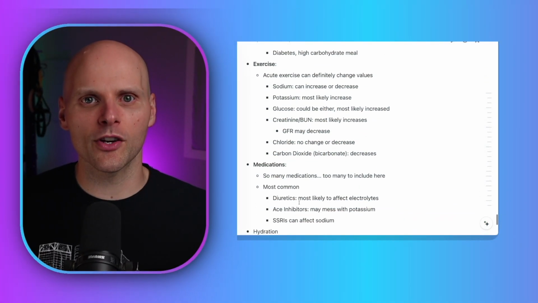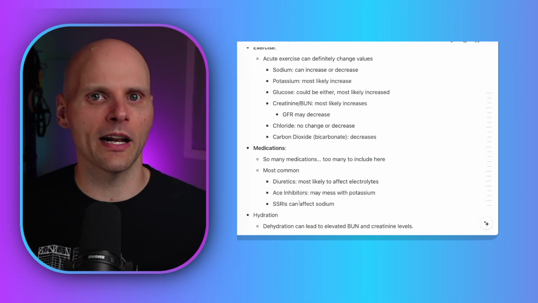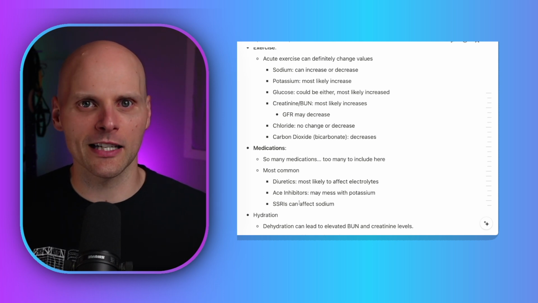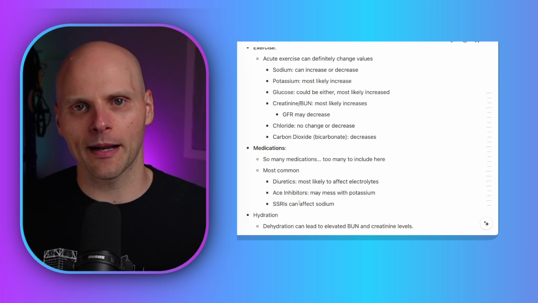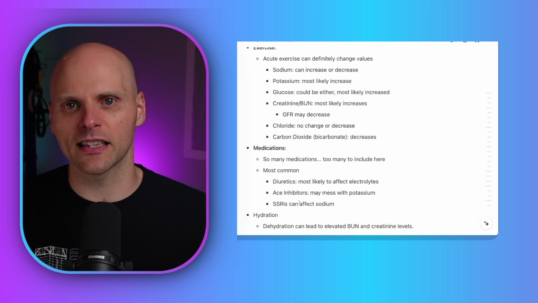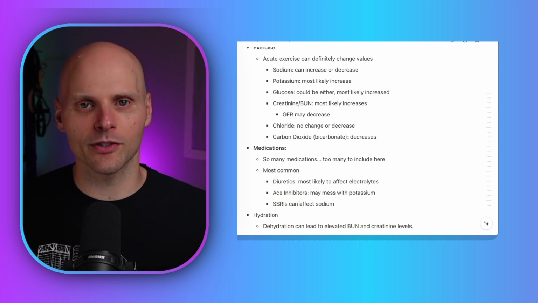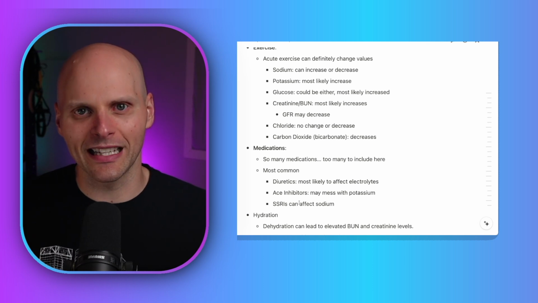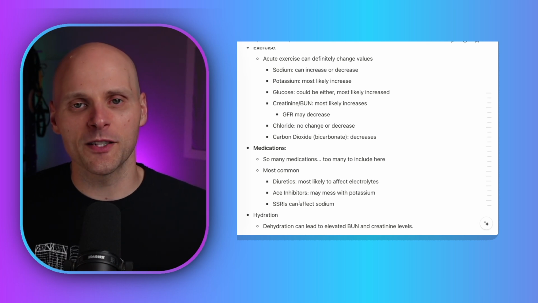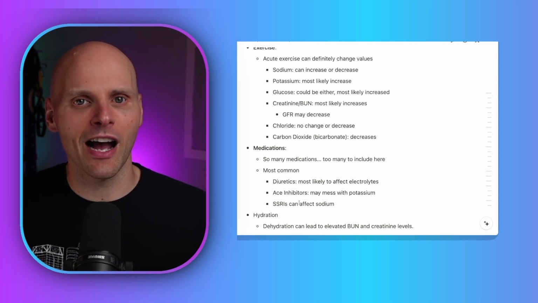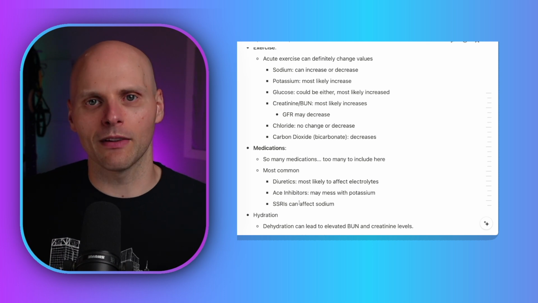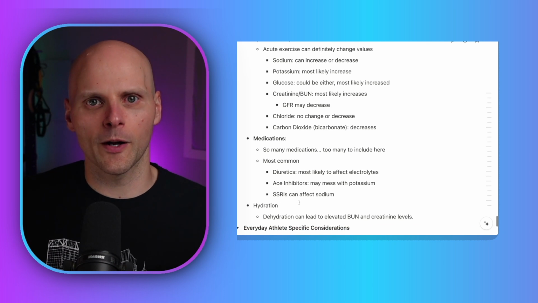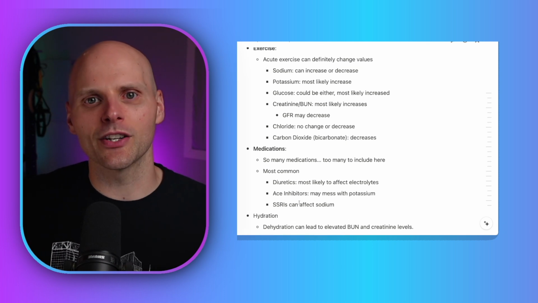Then there's medications. There are so many to include here because that is a pharmacology class. But some of the most common medications that cause electrolyte abnormalities are diuretics, most likely to affect these electrolytes. ACE inhibitors, which are high blood pressure medications ending in "-ril," like lisinopril, may mess with your potassium. And then SSRIs, medications for anxiety and depression, can also affect sodium and have lots of other issues as well. And finally, hydration. Dehydration can lead to elevated BUN and creatinine levels, like we mentioned before.